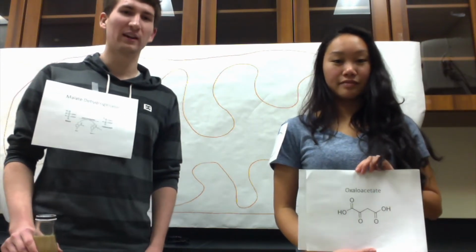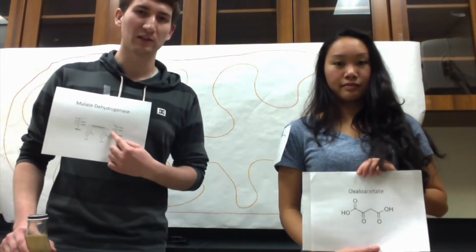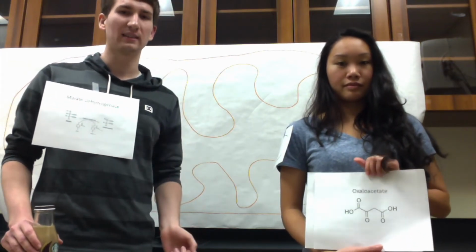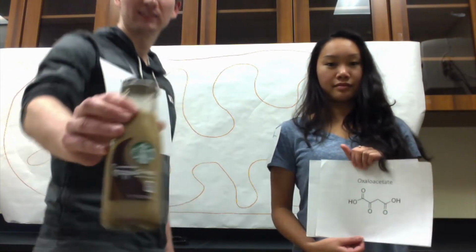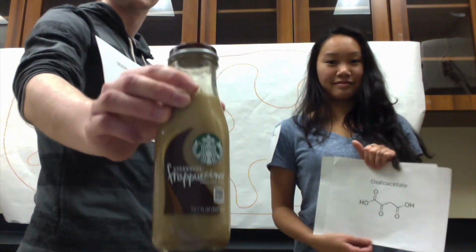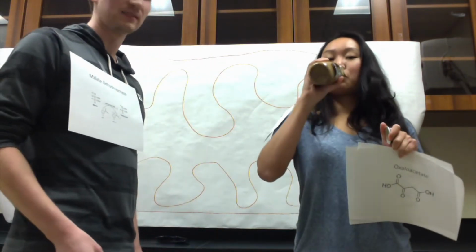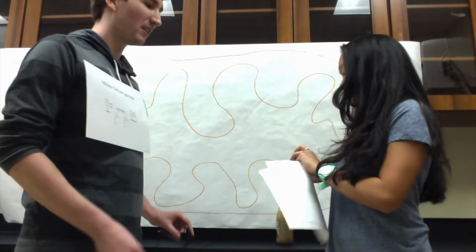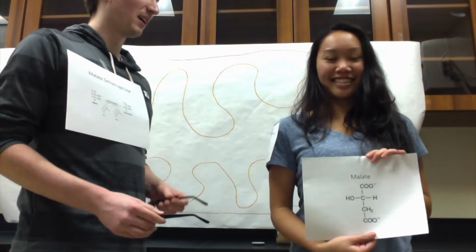In order for oxaloacetate to leave the matrix of the mitochondria, a malate dehydrogenase will convert oxaloacetate into malate. That is accomplished by using a high-energy electron transport molecule, NADH, to reduce oxaloacetate, convert it into malate, and disguise it so that it is able to leave the matrix of the mitochondria.